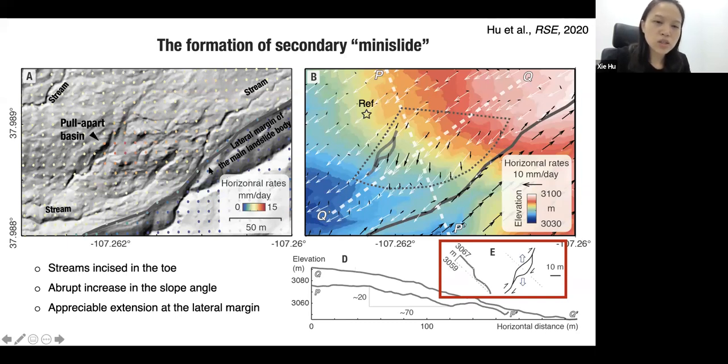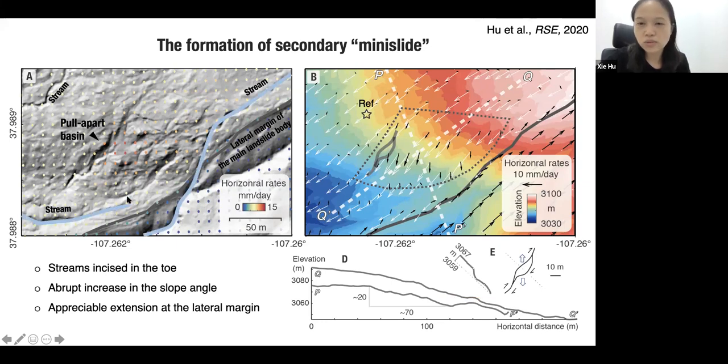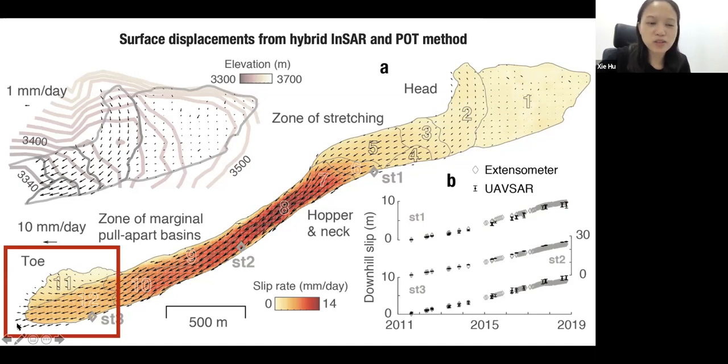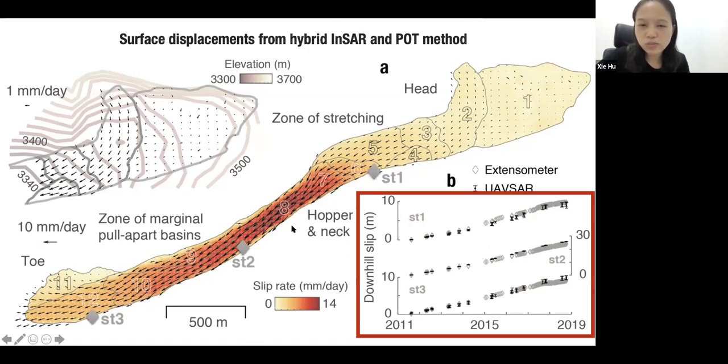Here we see streams incised in the internal toe of this mini slide, together with an abrupt increase in the slope angle, as well as appreciable extension at the lateral margin due to the normal faulting and pull-apart basin. All of these help establish the kinematic environment for the formation of this secondary structure. The detailed displacement map reveals the horizontal rotation over the head and confirms the advanced movement of the toe.